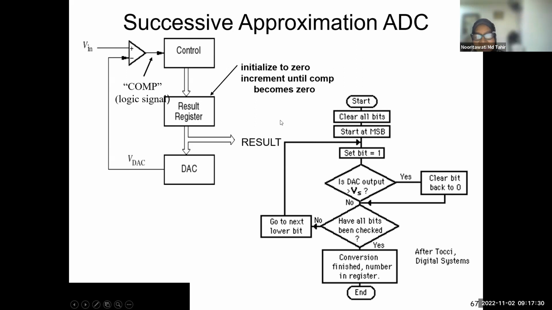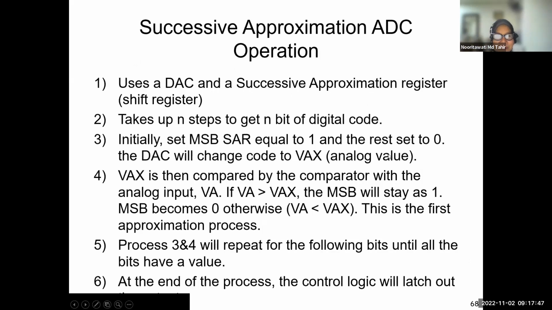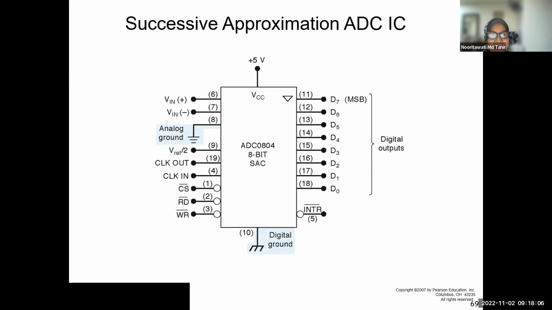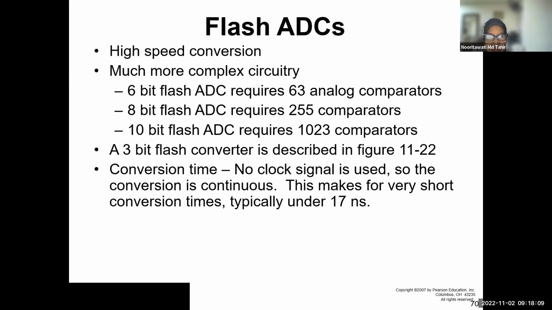So memang pening sikit nak faham, saya faham sebab you baru tengok. But this is actually the flow chart, okay? Kita set dengan MSB bit tu duluan dan kita teruskan, ya? The explanation is here. Process 3 and 4 repeats until all the bits have a value, and then kita flash out dia punya value. Kita flash out di sini. Okay, that is SAC. This is the circuit of the SAC.